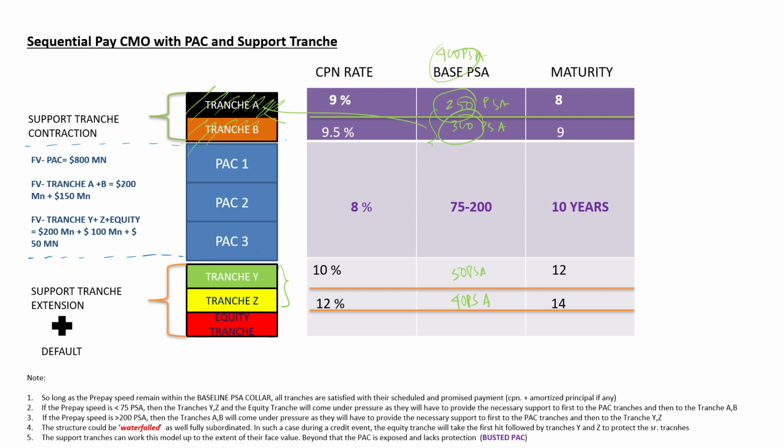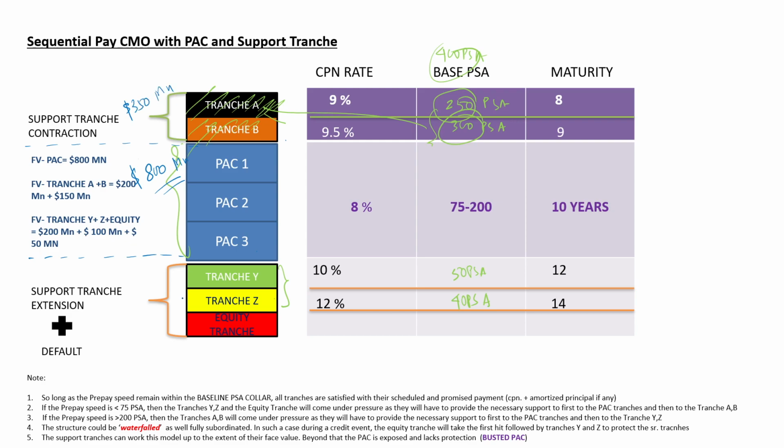So in our example here, we have assumed the PAC tranche as 800 million. Collectively, the face value of PAC 1, 2, and 3 is 800 million. Protecting that is the support tranche against contraction risk, the face value of which is 350 million.